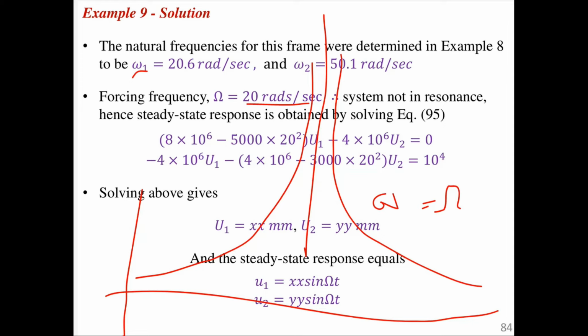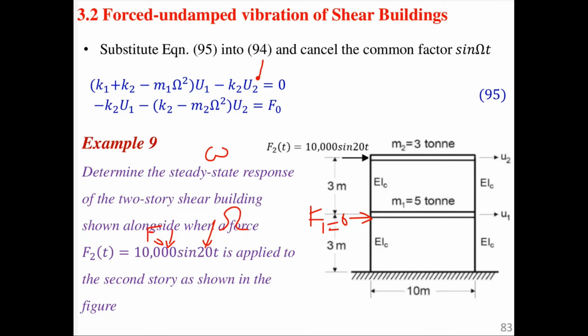So what we are saying is, unless the forcing function forces our structure to vibrate at one of the resonance frequencies, we will always have a solution for our system of equations. As long as there is no resonance, we'll always be able to get U1 and U2, a real solution for this set of equations.